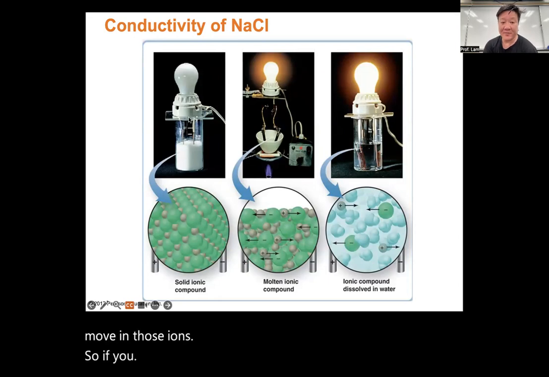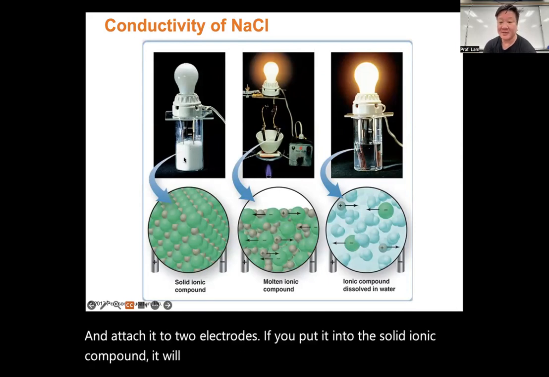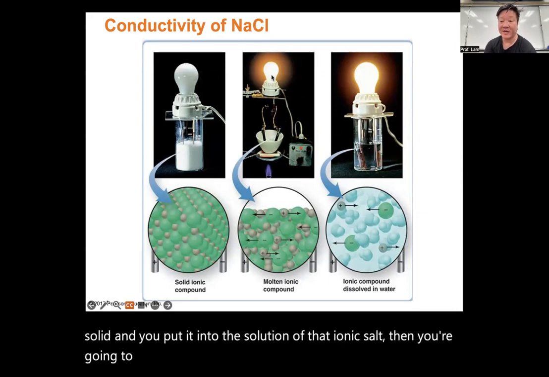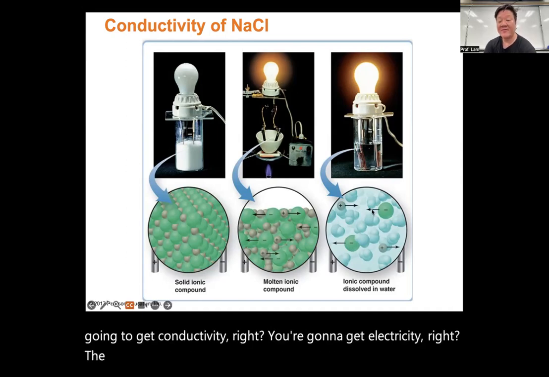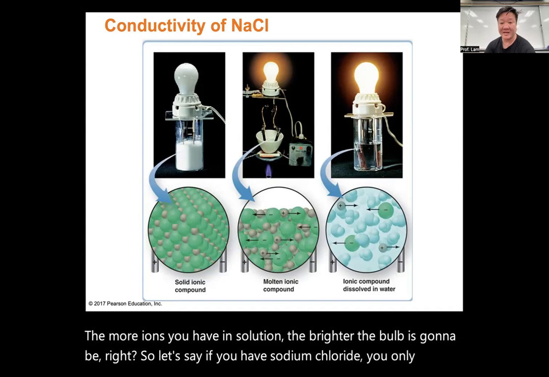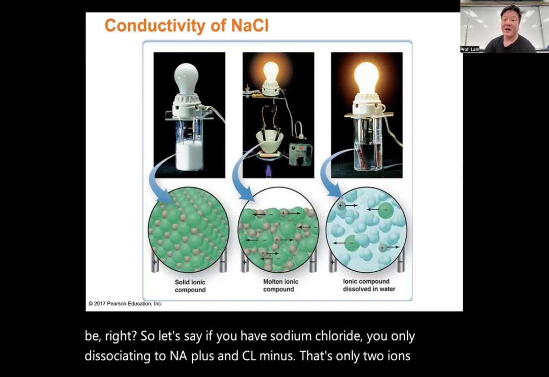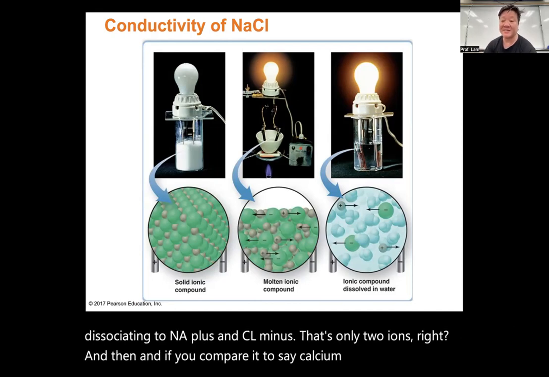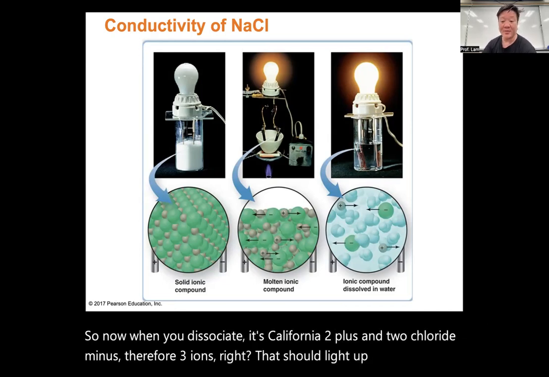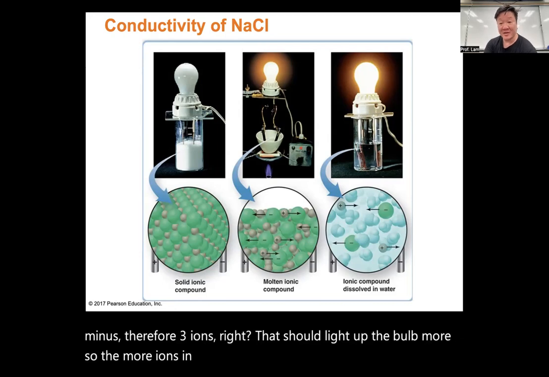So if you take a light bulb, for example, and attach it to two electrodes, if you put it into the solid ionic compound, it will not light. Okay. But now if you dissolve the ionic solid and you put it into the solution of that ionic salt, then you're going to get conductivity. You're going to get electricity. The more ions you have in solution, the brighter the bulb is going to be. So let's say if you have sodium chloride, you're only dissociating to Na plus and Cl minus. That's only two ions. And if you compare it to, say, calcium chloride, that's CaCl2. So now when you dissociate, it's Ca2 plus and 2 chloride minus, therefore 3 ions. That should light up the bulb more. So the more ions in solution, the higher the conductivity is going to be.